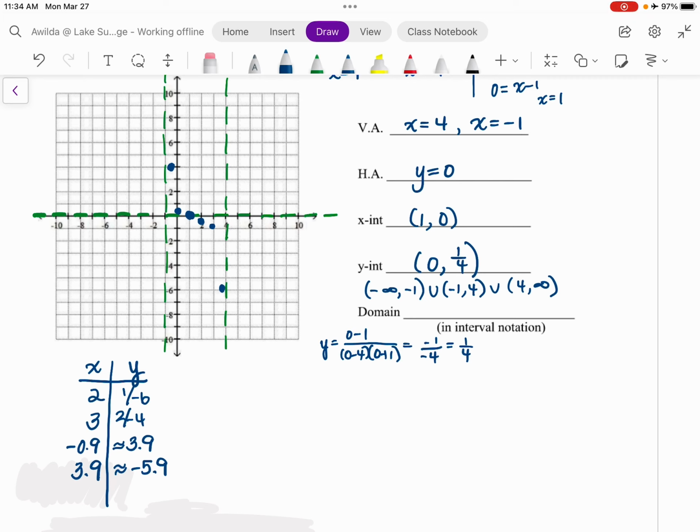And now I get the sense that there's a curve in this middle part of the graph. And so I can predict that the graph will come close to that left vertical asymptote and then come close to that right vertical asymptote. And so it'll look something like this.